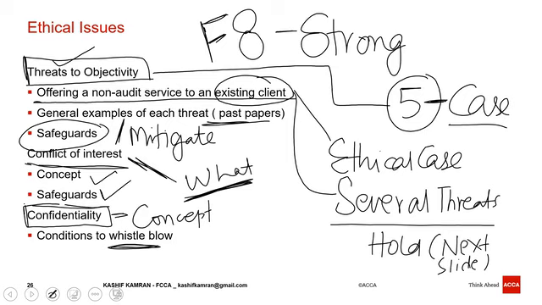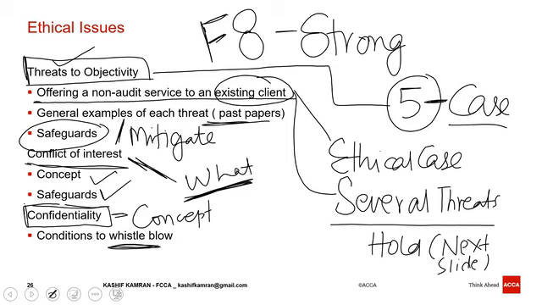Now, having said that, this is wrapping up ethics from the P7 point of view. This is something which you should know. You should know the threats to objectivity. You should know offering a non-audit service to an existing client. You should know the journal examples of each threat. You should know the safeguards. Then you should be very good on conflict of interest and confidentiality. So this is the maximum boundary of ethics in P7, and you can refine this by reading the examiner article.